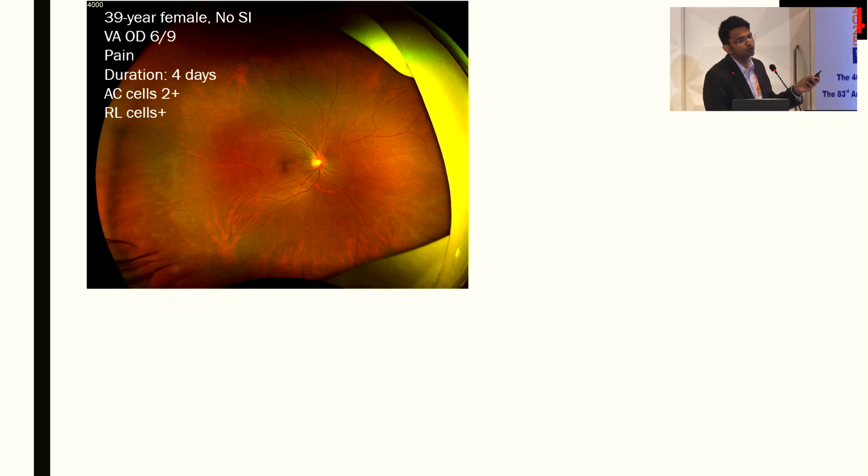So, this won't be the usual presentation, but this is how ARN usually starts. The patient had 2+ cells in the anterior chamber with few retrolental cells. If you see the posterior part of the fundus, it more or less seems normal. So, unless you do a dilated examination and inspect the periphery, you are going to miss such cases.